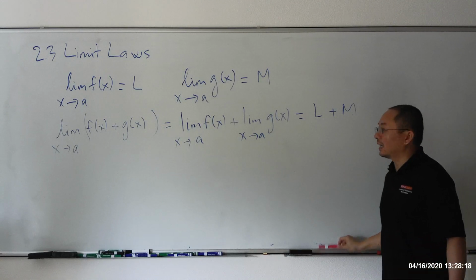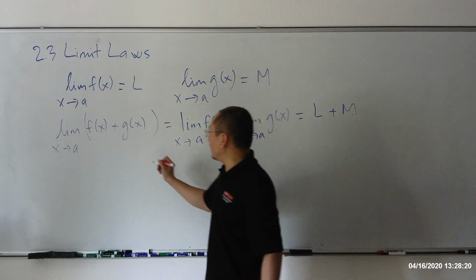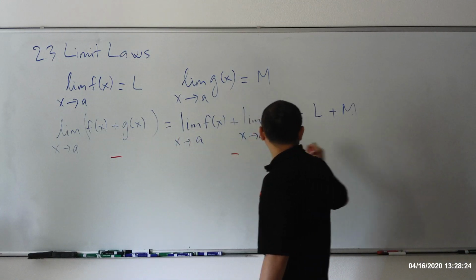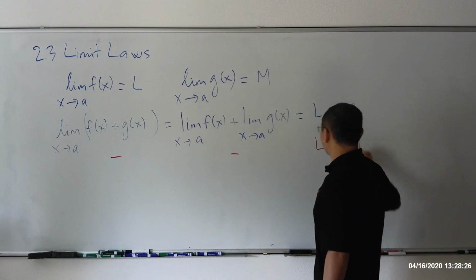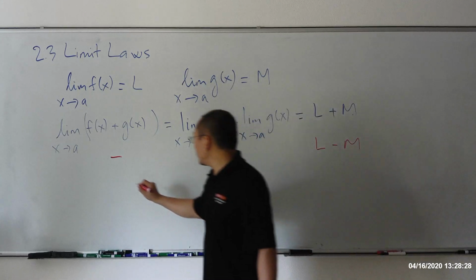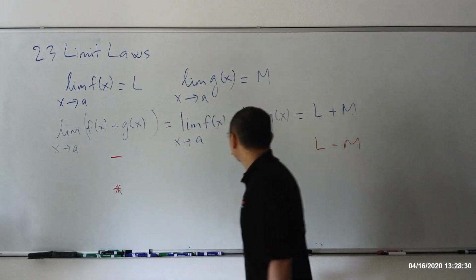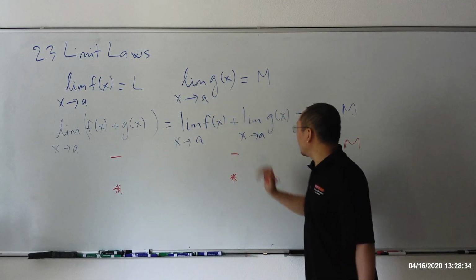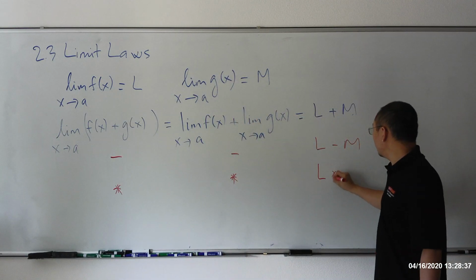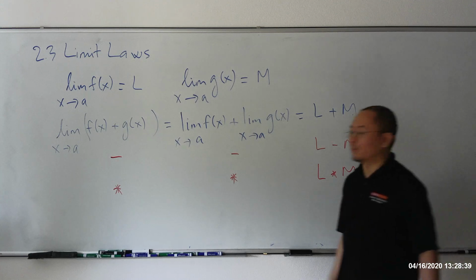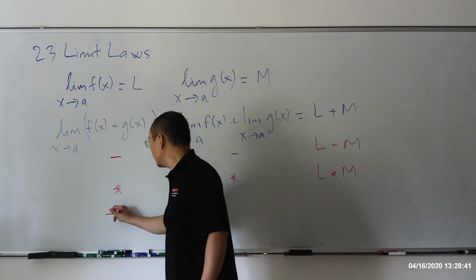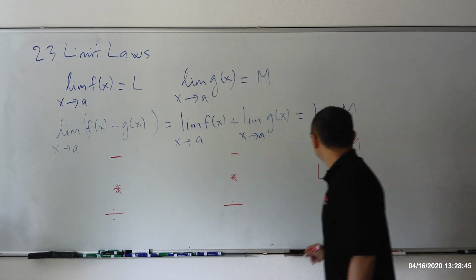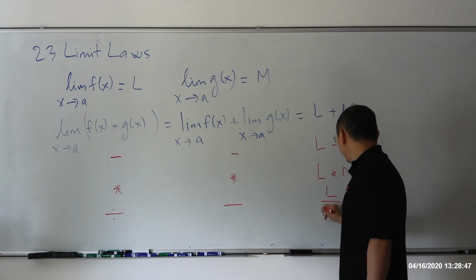Let me save some space by writing this way. You can do the same thing for subtraction; this is going to be L minus m. And you do multiplication: the limit of the product is equal to the product of the two limits, which is L times m. And of course, the last one is division, f of x divided by g of x. It's going to be L over m.